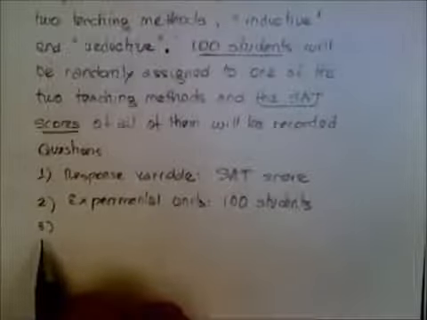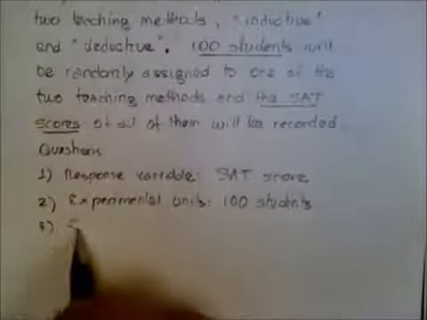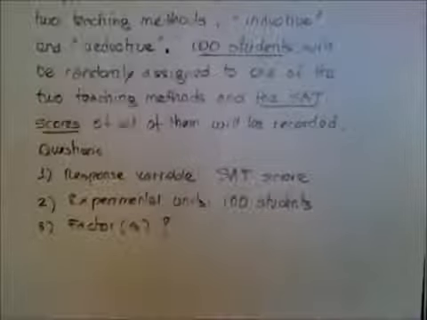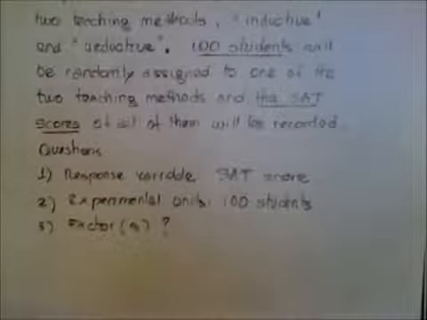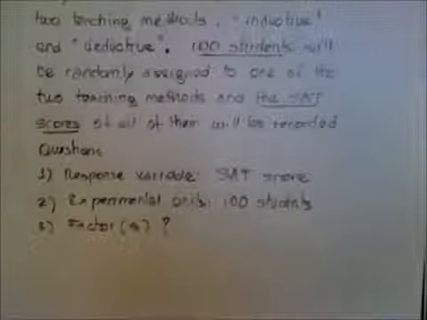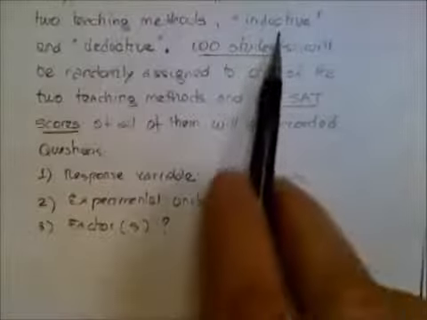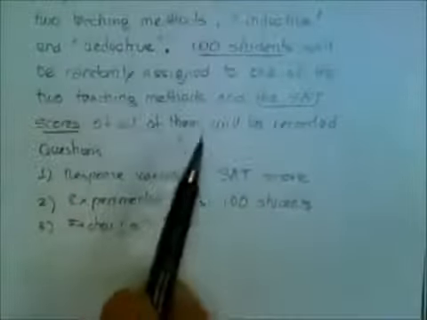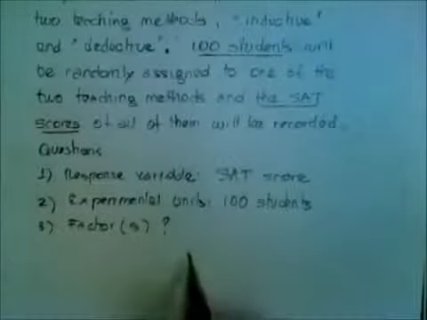3. The next questions are probably a little bit more confusing. What are the factors? Do we have only one factor? Do we have more than one? What are they? When asked that question, many students will say, we have two factors. One of the factors is the inductive method, and the other factor is the deductive method. Okay?